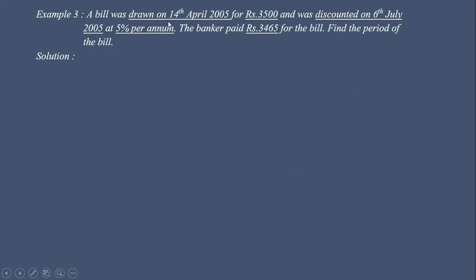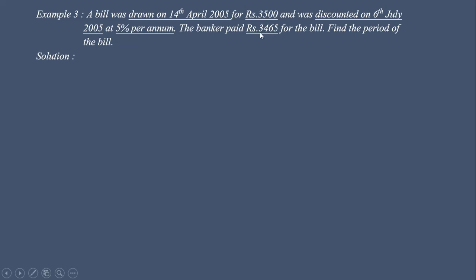A bill was drawn on 14th April 2005 for rupees 3,500 and was discounted on 6 July 2005 at 5% per annum. The banker paid rupees 3,465 for the bill. Find the period of the bill. Now consider this example: a bill was drawn for rupees 3,500, that means the face value of the bill is given. Again, the banker paid rupees 3,465, that means the cash value of the bill is given.